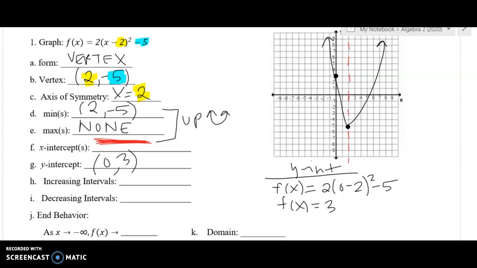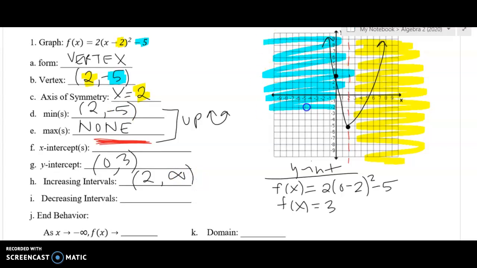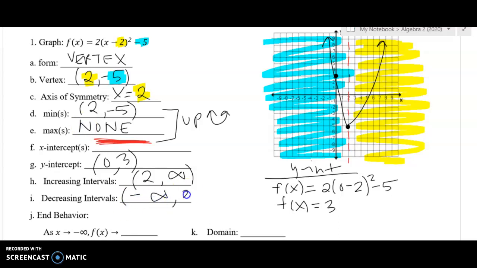So increasing intervals and decreasing intervals. It is increasing on this yellow side over here, which starts at that axis of symmetry. So that starts at 2 and it goes until positive infinity. It is decreasing on this blue side, decreasing from negative infinity to positive 2.